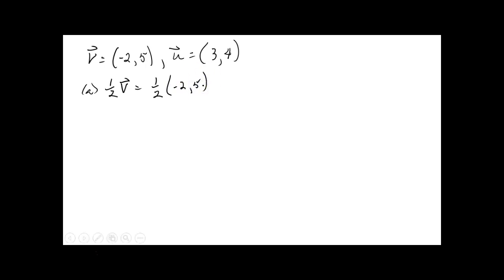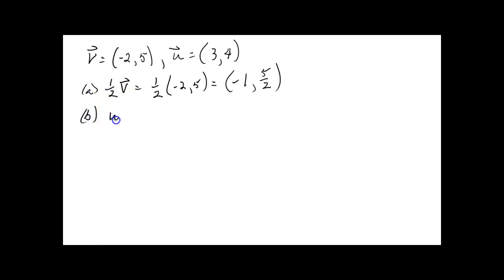Now, again, usually when you see two numbers in parentheses with a comma between them, you think of a point in the xy plane. That's not what we're dealing with here. We're dealing with a vector because it says it's a vector. Okay, so understand that's a vector. And what you do is take 1/2 of each component. 1/2 of negative 2 is negative 1, and 1/2 of 5 is 5/2. That's it. That's all there is to it. (-1, 5/2).